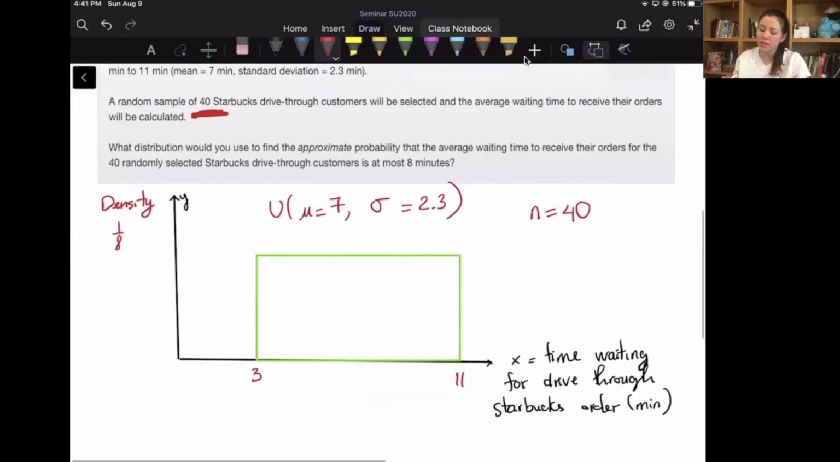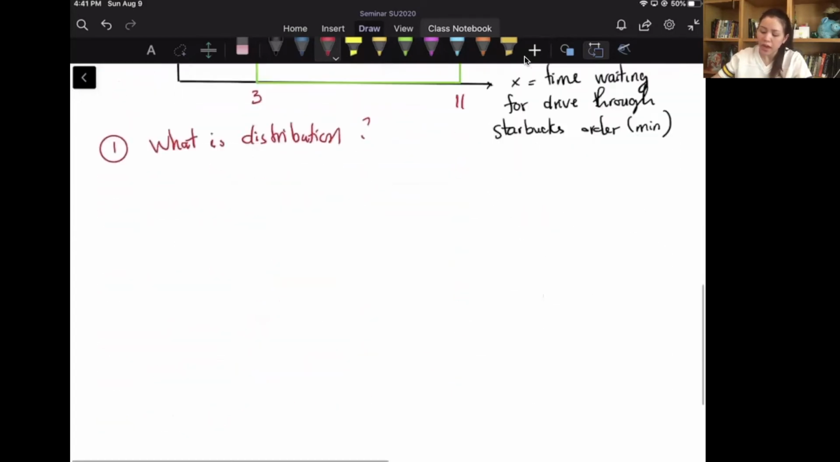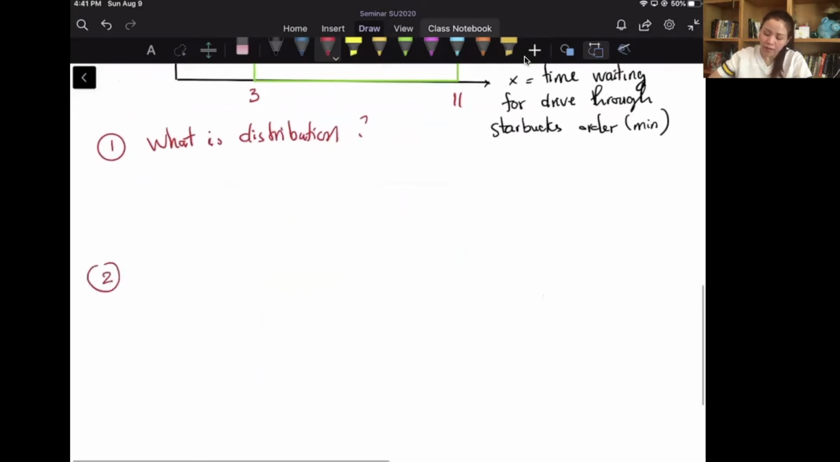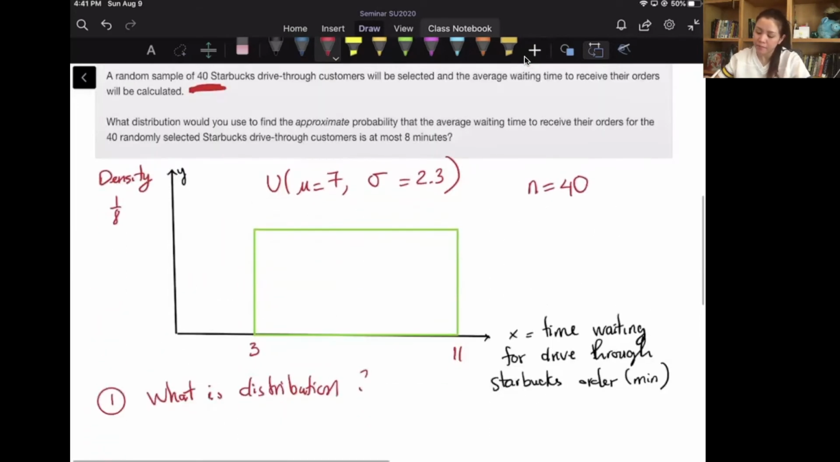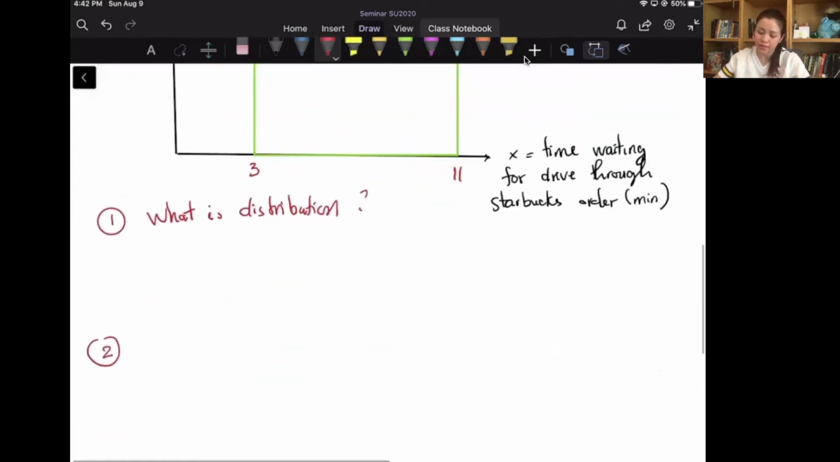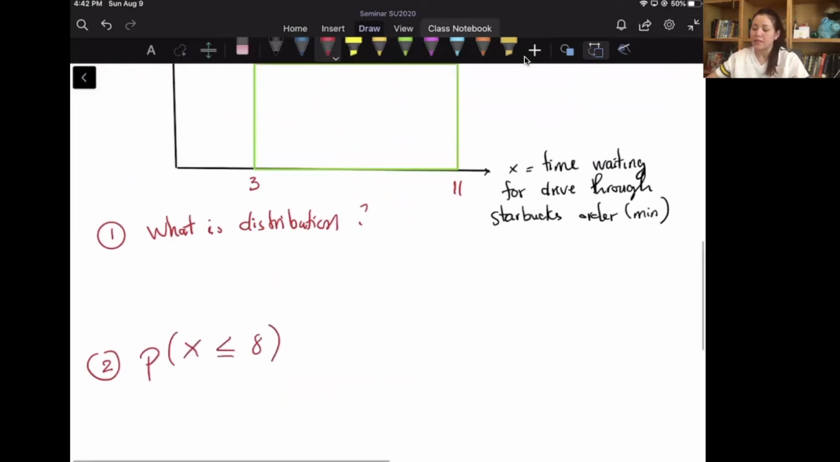So there are two things they want us to answer here. Number one, they want to know what kind of distribution you would use to calculate the probability that the average waiting time is at most 8 minutes. Second, they want you to figure out the probability that the waiting time is at most, which is less than or equal to, 8 minutes.